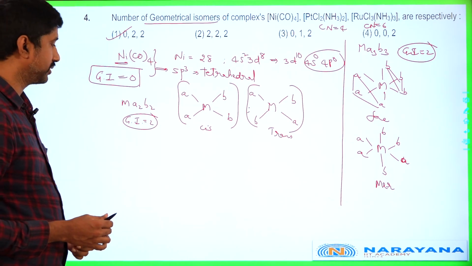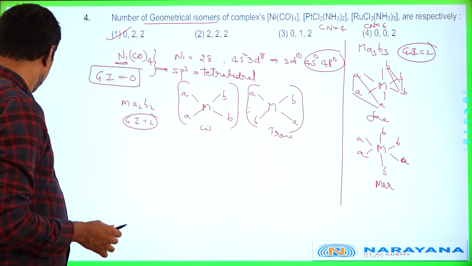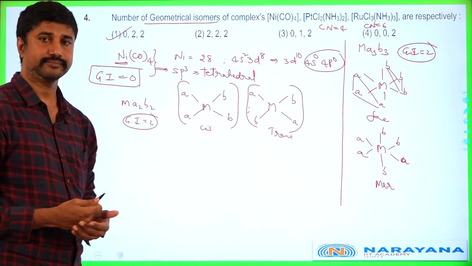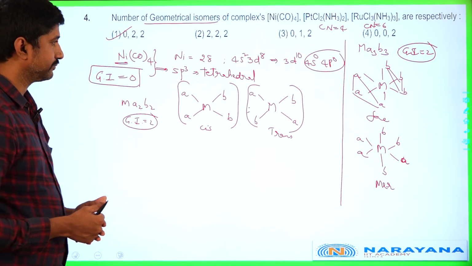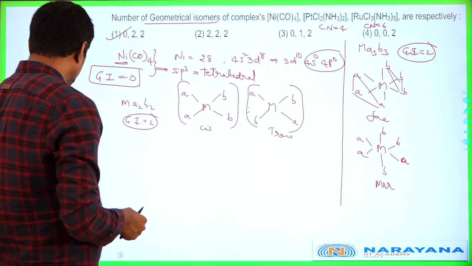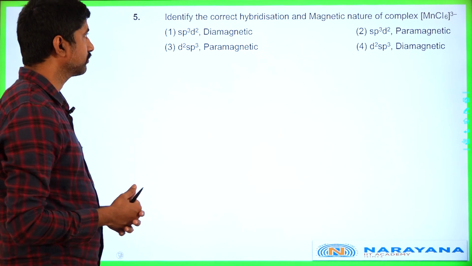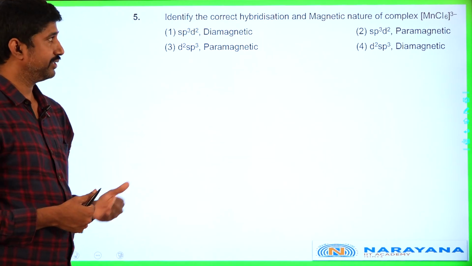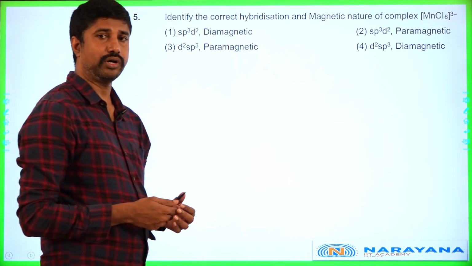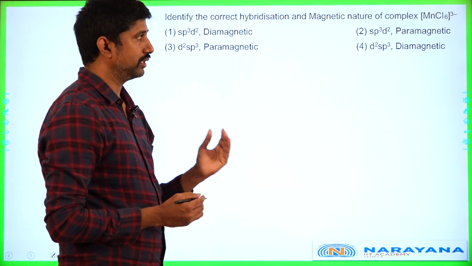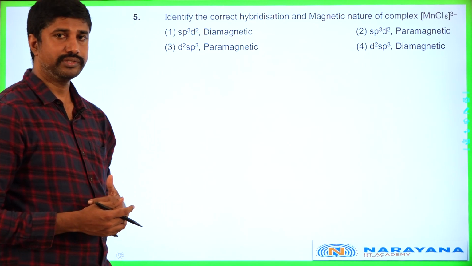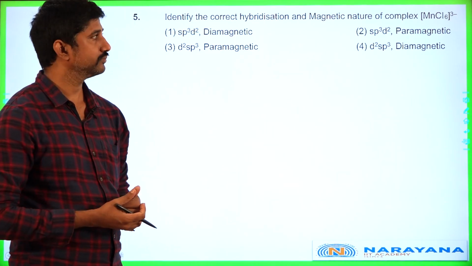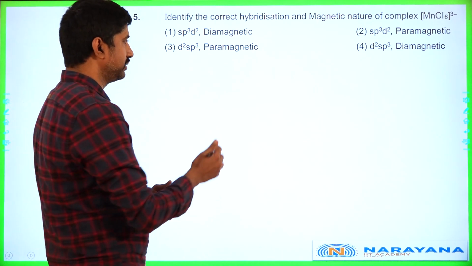So, coordination chemistry question. Next question, let us go for the next one. Okay. The next question given here: identify the correct hybridization and magnetic nature of the complex [MnCl6]3-. This is another question from the same coordination chemistry chapter.